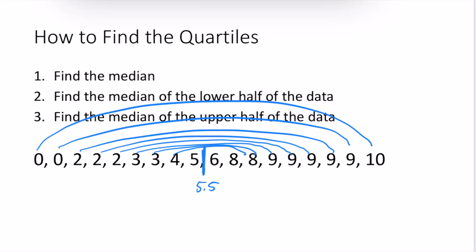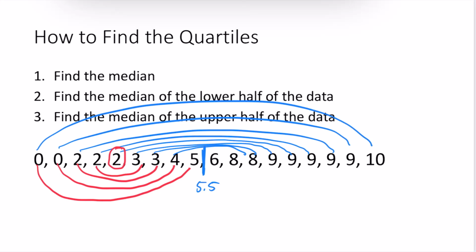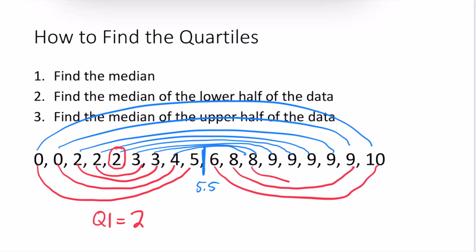Then to find my first quartile, I'm going to find the median of just the lower half of the data. So I'm going to say, okay, well, what's in the middle of this lower half of the data? And it looks like there's a 2 in the middle. So my first quartile equals the number 2. Then to find my upper quartile, I would do the same thing, but with the upper half of the data. So if I find the middle of that data set, it looks like I have a 9 in the middle.